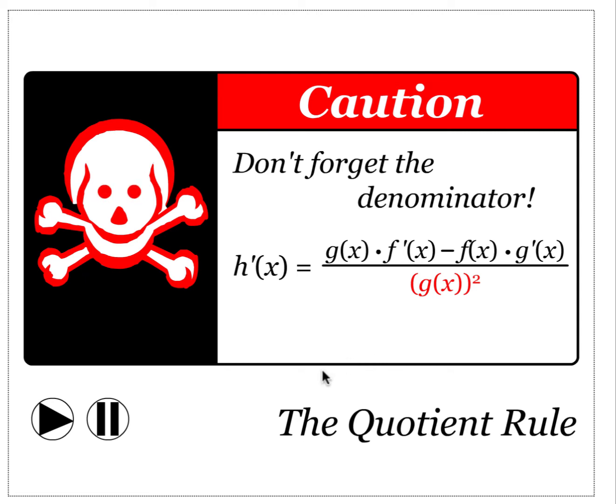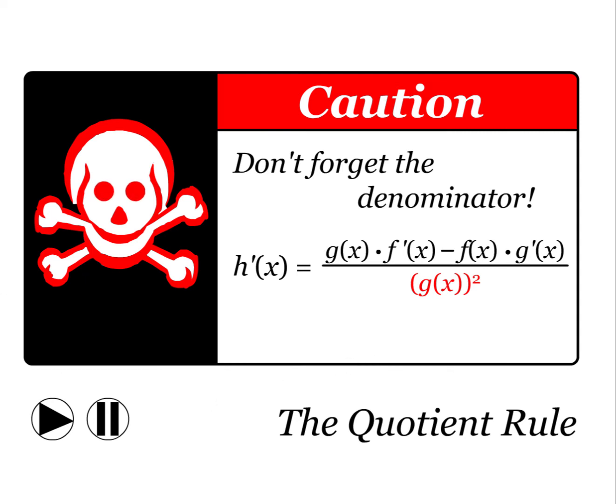One word of warning. Some students forget that the quotient rule has a denominator portion to it. They get all wrapped up in that long numerator when you take the bottom and the derivative of the top and the top and the derivative of the bottom, you subtract them. By the time they get all that work done, they forget that they still have to do the bottom squared. So don't you forget. The quotient rule does have a denominator in it.